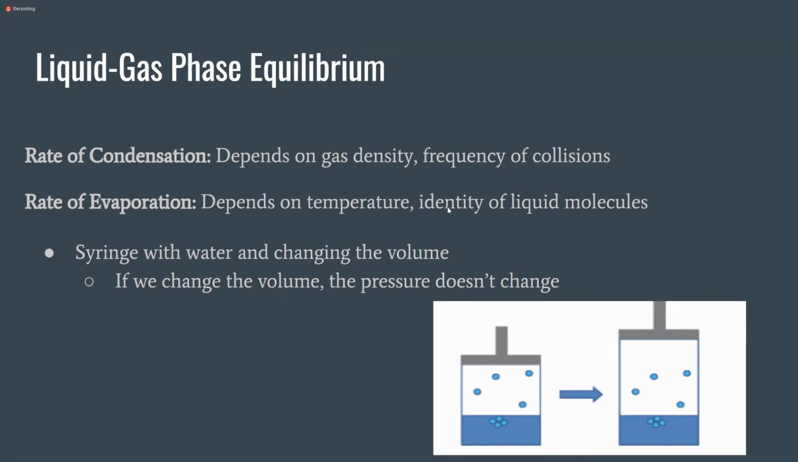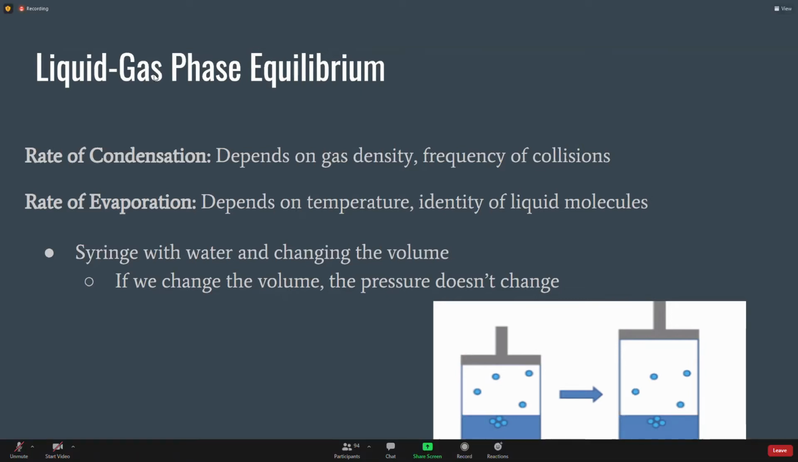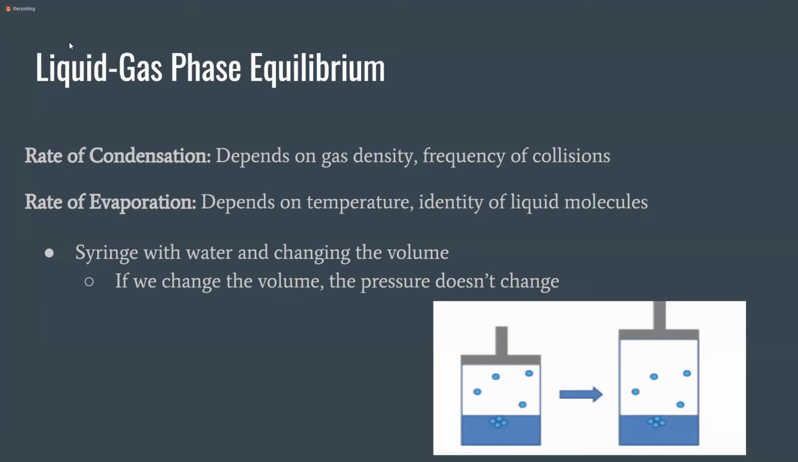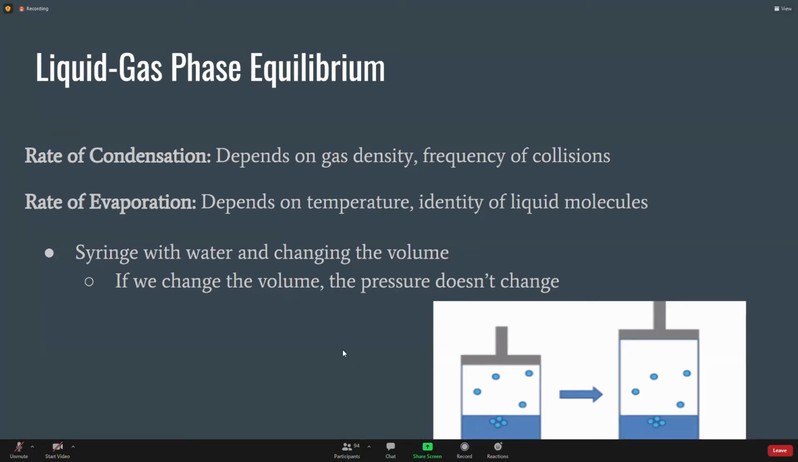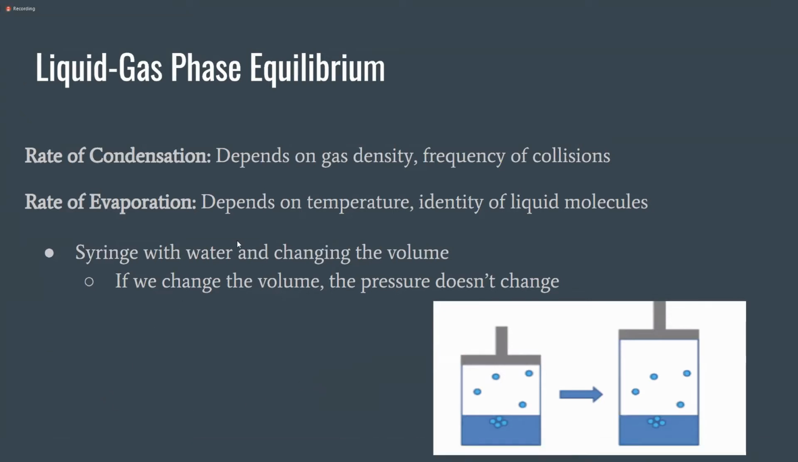Now, if the rate of condensation goes down, this means that now our rate of condensation is less than our rate of evaporation. So we expect more molecules to be evaporating than condensing. So you expect the number of molecules in the gas phase to increase. Sorry, I got that backwards.